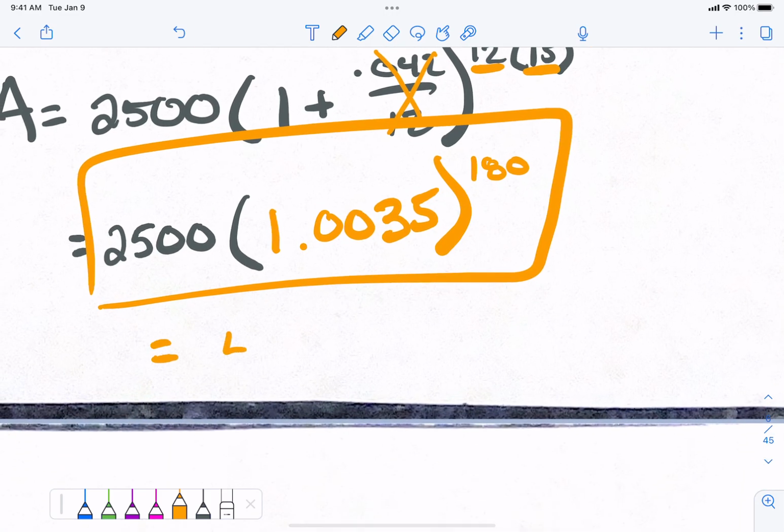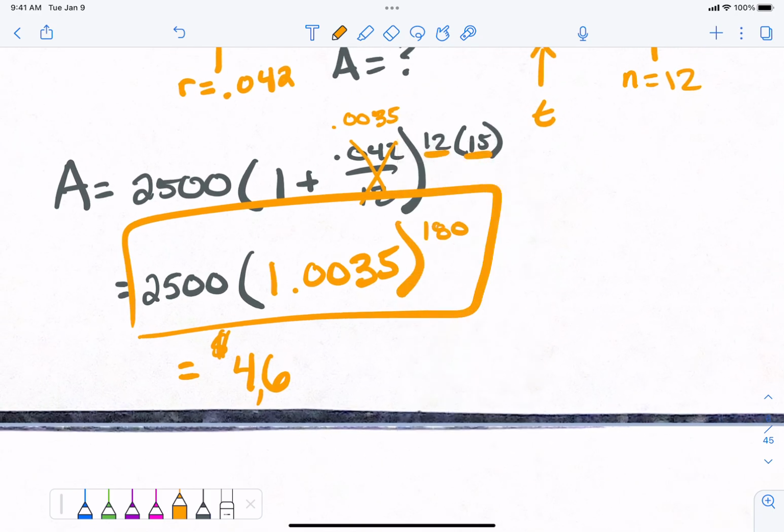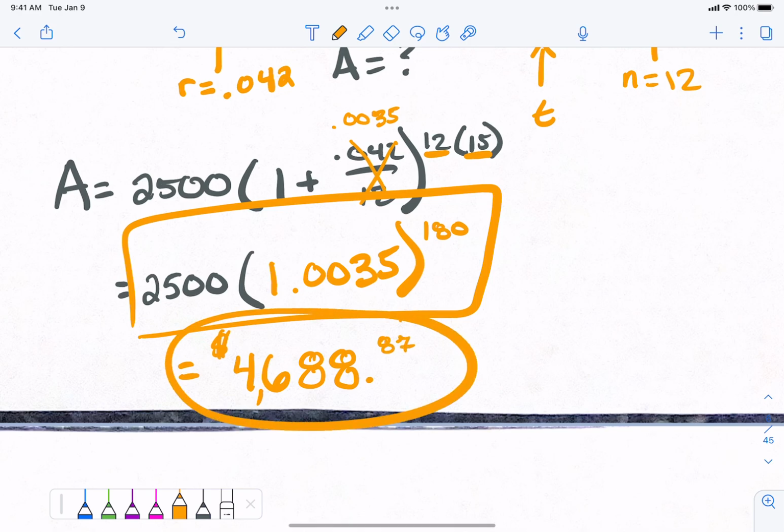Probably. It's going to end up being like $4,600 or something like that. 4,600 and something. Give me that number. $88 point, how much? 8.87. Okay, we'll round to the nearest penny. So 46.88. Okay, that is $2,500 changing into 46.88.